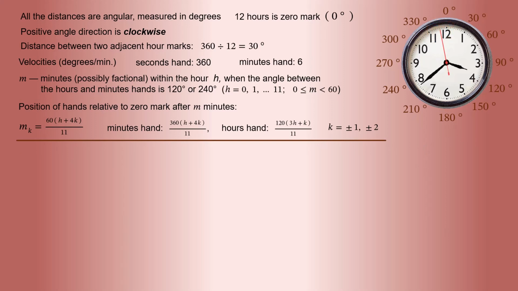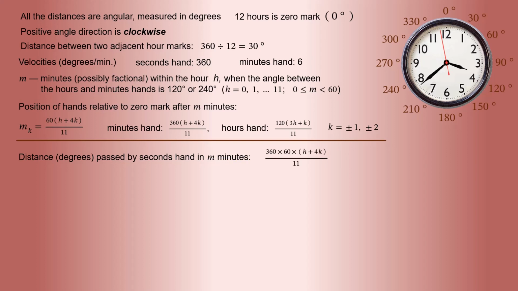Or you may prefer to continue solving on your own. Let's calculate the angular distance traveled by the second's hand in m minutes. The velocity of second's hand is 360 degrees per minute, and this value has to be multiplied by the expression for m. Here is what we get, and I'm not going to simplify it.